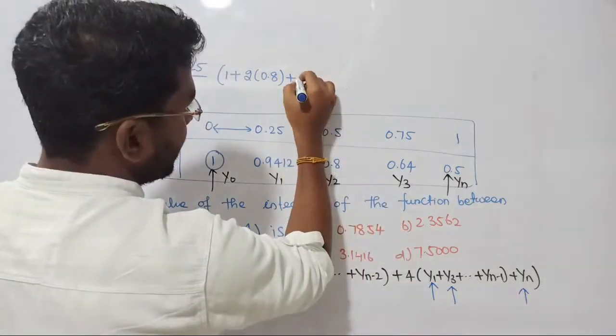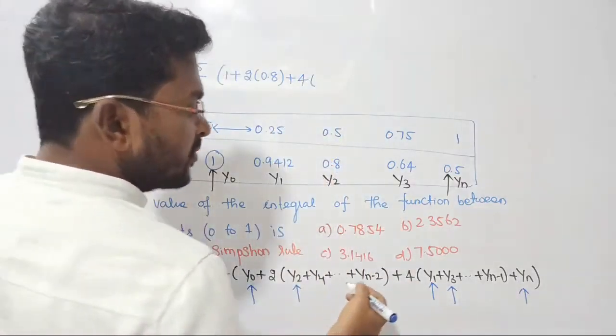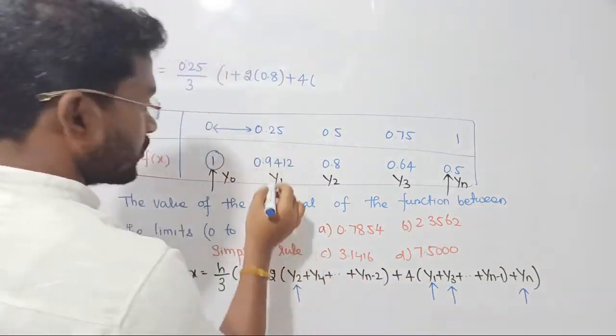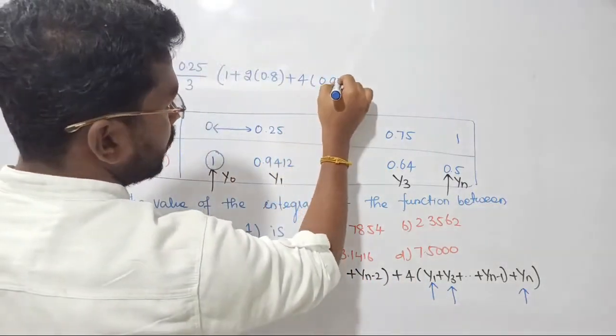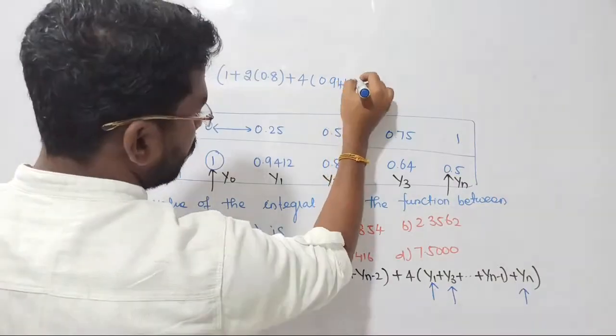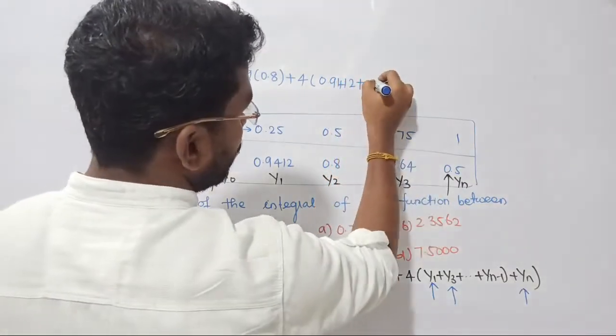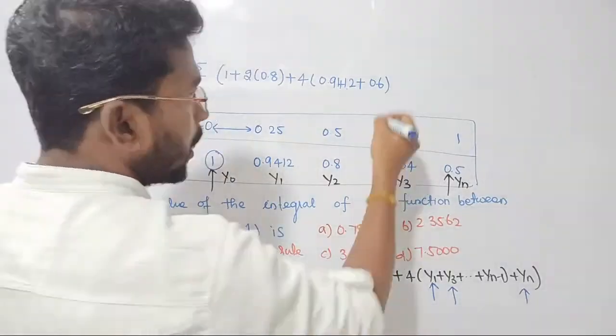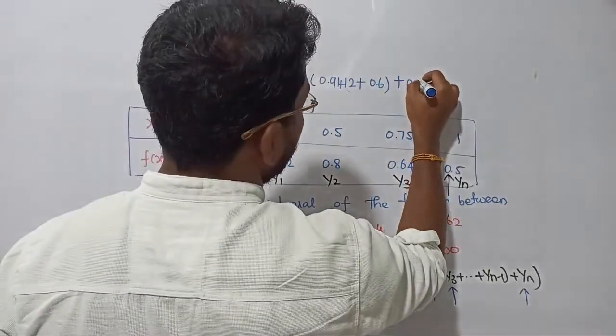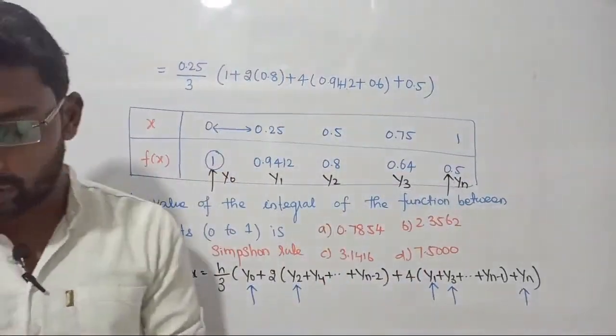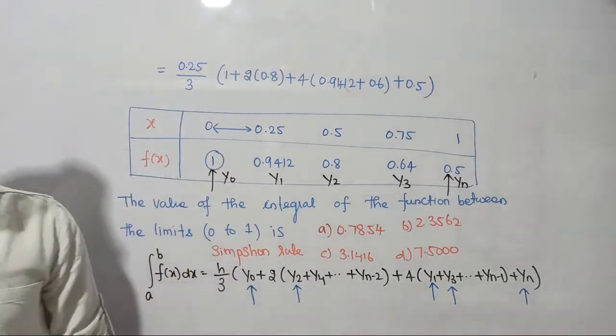Next, we have to select 4 in bracket. With this, we have to consider y1 and y3. Where is y1? y1 is 0.9412 plus y3, which is 0.6. Now the final value is 0.5. That's all, right? If you reduce this, you will get the answer. Can you please do it?